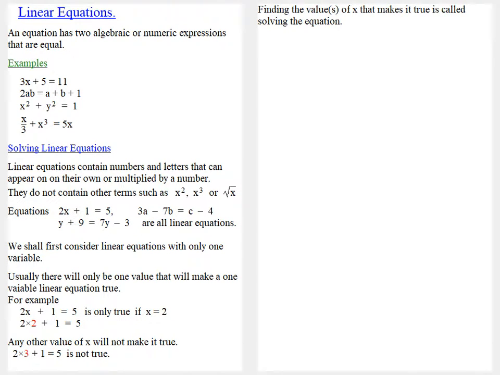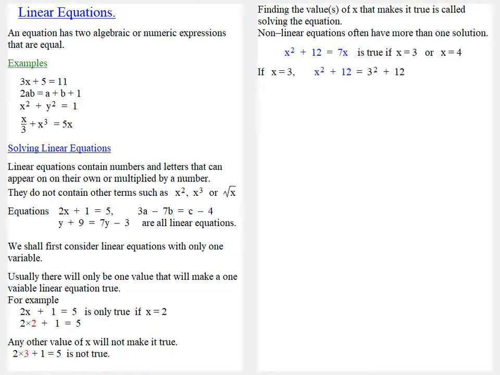Now, finding the value or values of x that make it true is called solving the equation. Non-linear equations often have more than one solution. For example, x squared plus 12 equals 7x. This is true if x is equal to 3 or if x is equal to 4. Just to check, if x equals 3, the left-hand side is x squared plus 12, which is 3 squared plus 12, or 9 plus 12, which is 21. The right-hand side is 7x, which equals 7 times 3, which equals 21, and so the right-hand side is equal to the left-hand side.